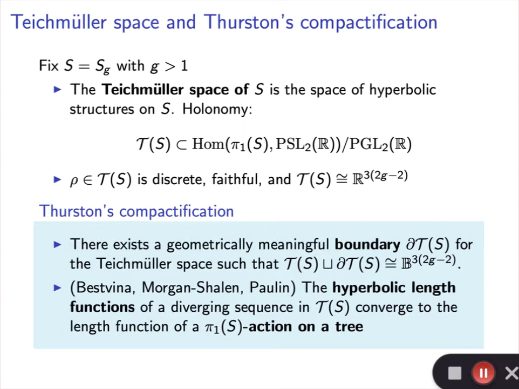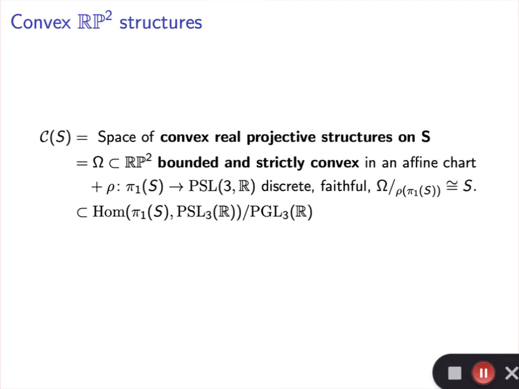So one way we're going to focus on is the point of view of Bestvina, Bridson, Paulin, and others, where when we take a sequence of representations in Teichmüller space, we see that the hyperbolic length functions of this sequence converge to the length function of a pi1 action on a tree, on a metric tree. So today we're going to try to think of a more general setting.